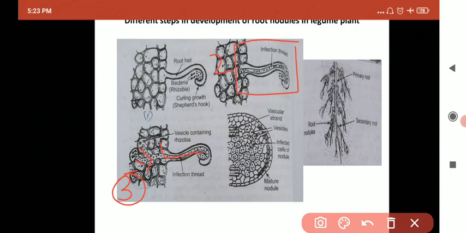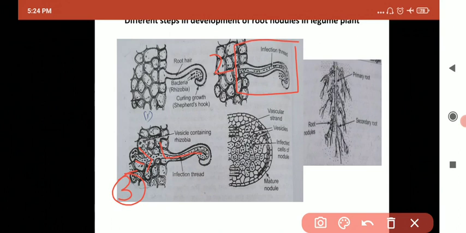So in this third step, the infection thread full of dividing rhizobia elongates through root hairs and later on becomes branched. It reaches into the different cortical cells of root hairs. The rhizobia are now released into the cortical cells either singly or in groups. These bacteria are enclosed by a host derived membrane called the peribacterial membrane, PBM.